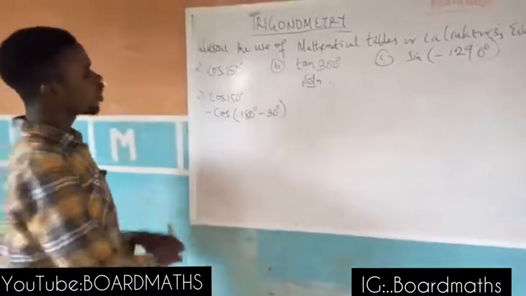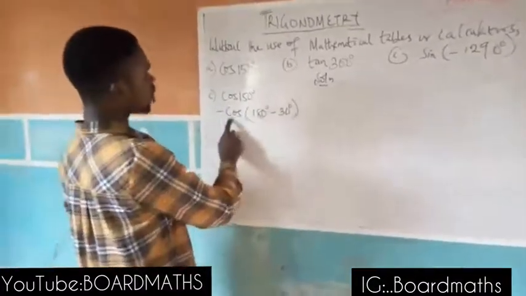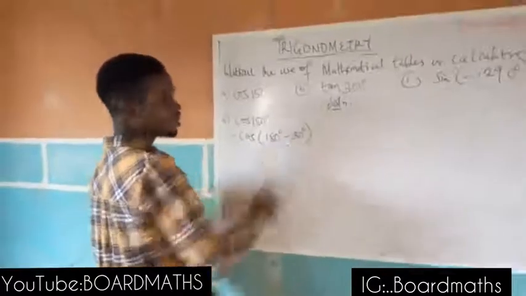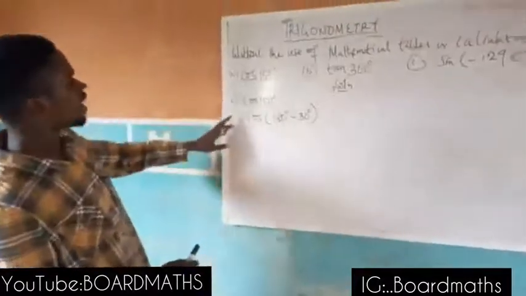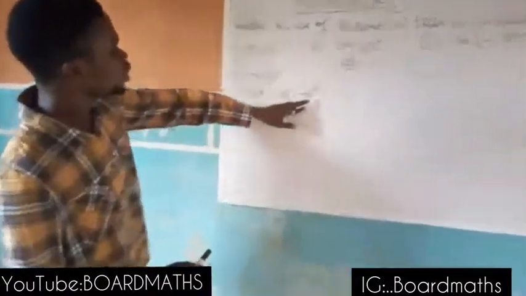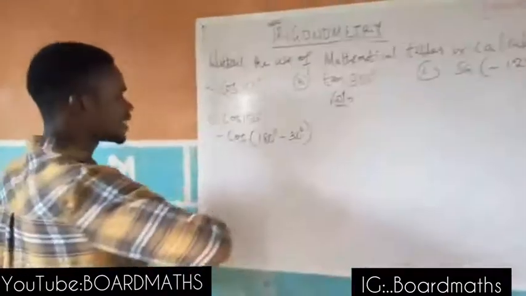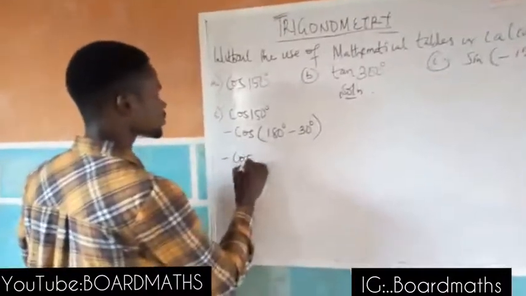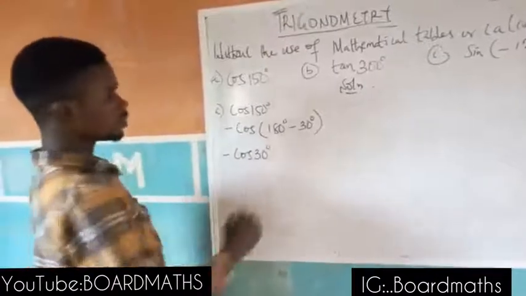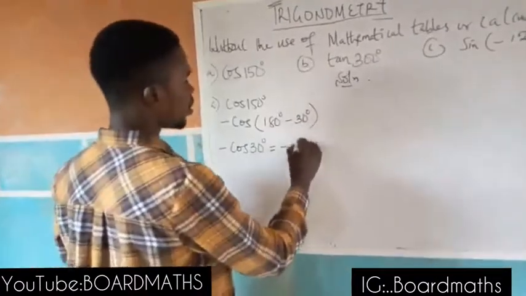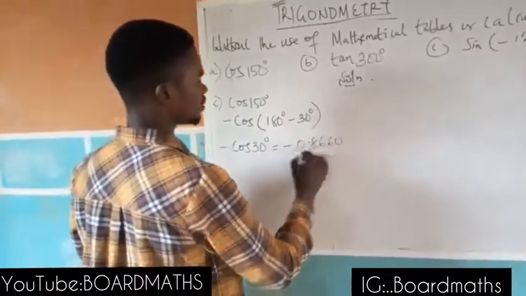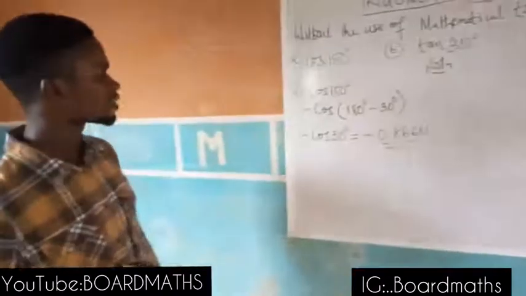So you've already reduced to acute. So we have minus cos of 180 degrees minus 30 degrees because it is 150 degrees. So after relating to 180 degrees, you take the acute angle. We have that as minus cos 30 degrees, which is the same thing as minus 0.8660. So that's number A.